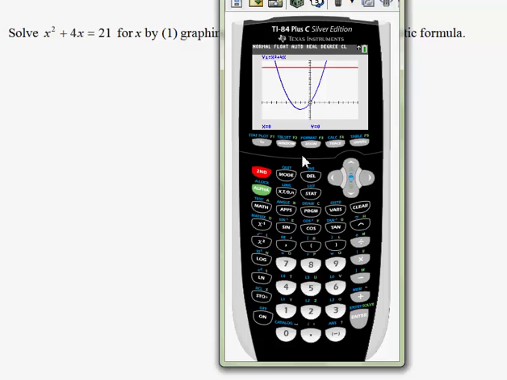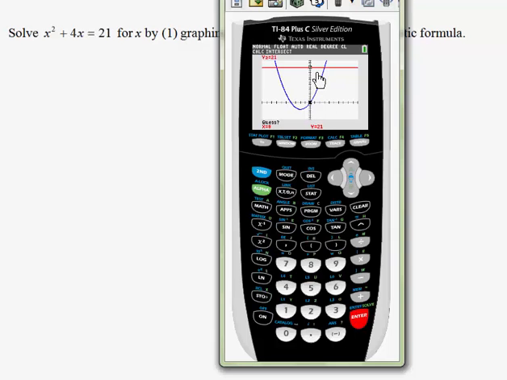So I'm going to press second trace to access the calc menu. Option 5 is the intersect feature, so I'm going to press 5. And it asks me, is this one of the curves? Is this the first one I want to consider, the quadratic? And I say yes by pressing enter. Then it says, is y equals 21 the second curve? And I say yes by pressing enter. And the guess, you can just press enter.